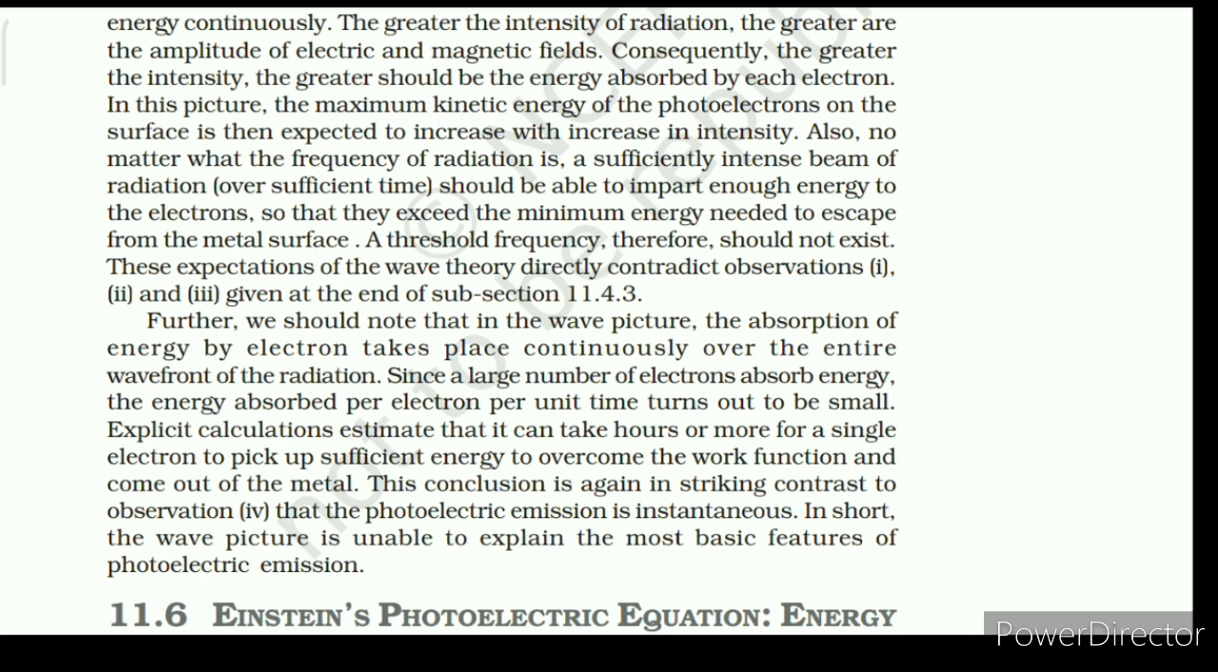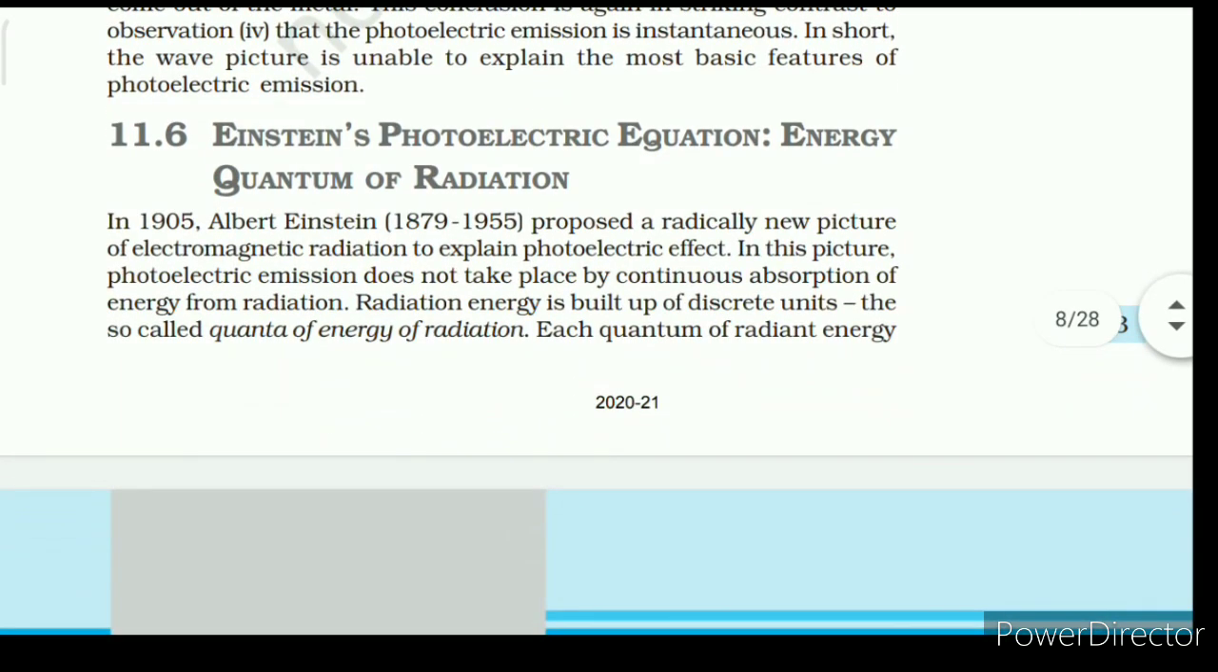11.6, Einstein's photoelectric equation, energy quantum of radiation. In 1905, Albert Einstein proposed a radically new picture of electromagnetic radiation to explain the photoelectric effect. In this picture, photoelectric emission does not take place by continuous absorption of energy from radiation. Radiation energy is built up of discrete units, the so-called quanta of energy of radiation. Each quantum of radiant energy has energy h nu, where h is Planck's constant and nu is the frequency of light.